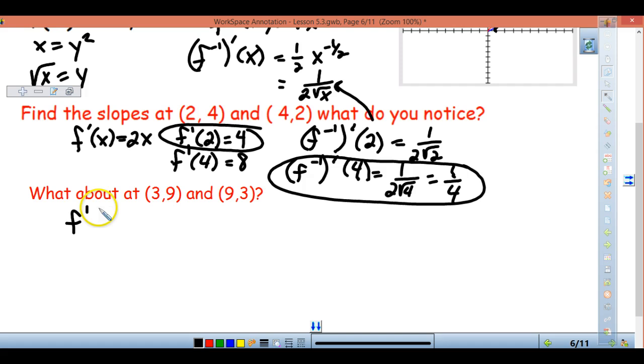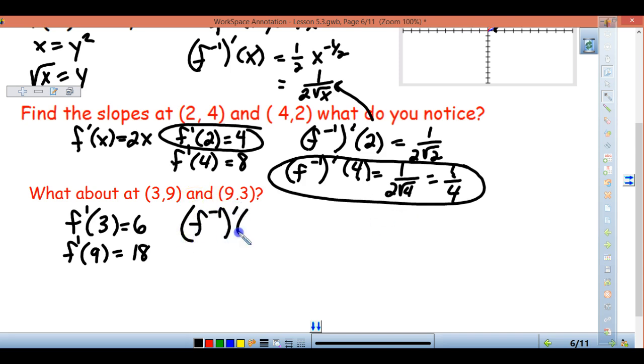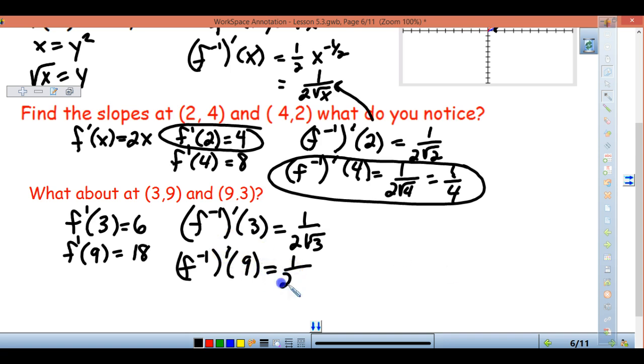So f prime of 3 would be 6. f prime of 9 is 18. F inverse prime of 3 would be 1 over 2 root 3. And f inverse prime of 9 is 1 over 2 square root of 9, which would be 1/6.